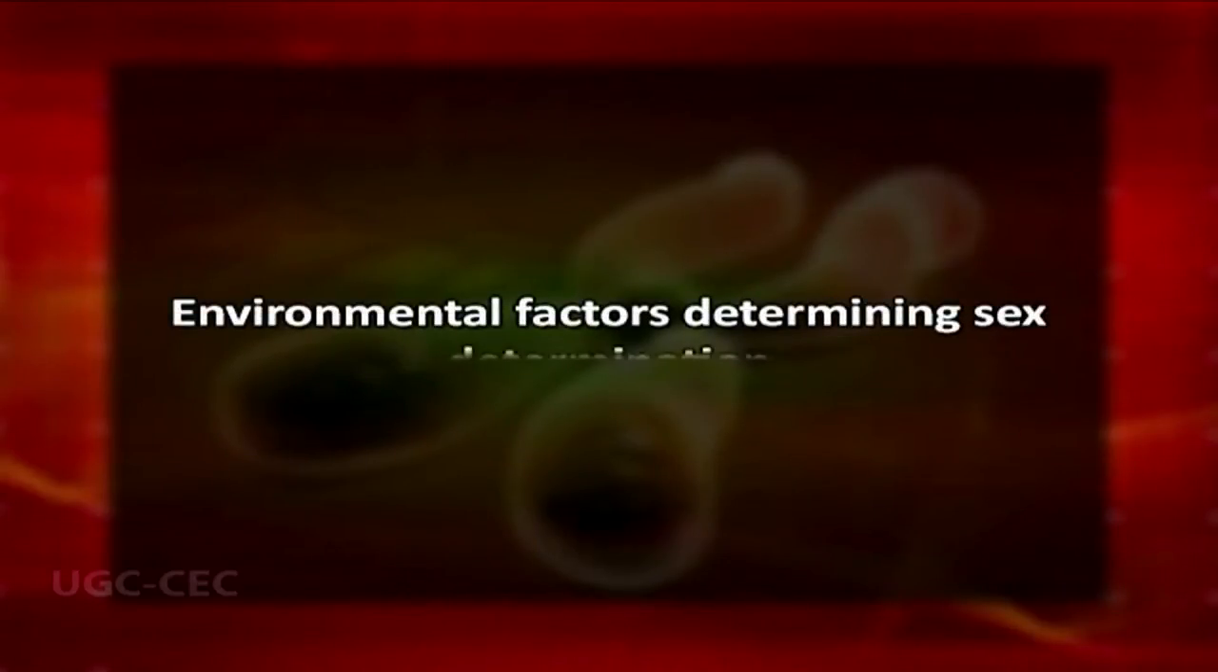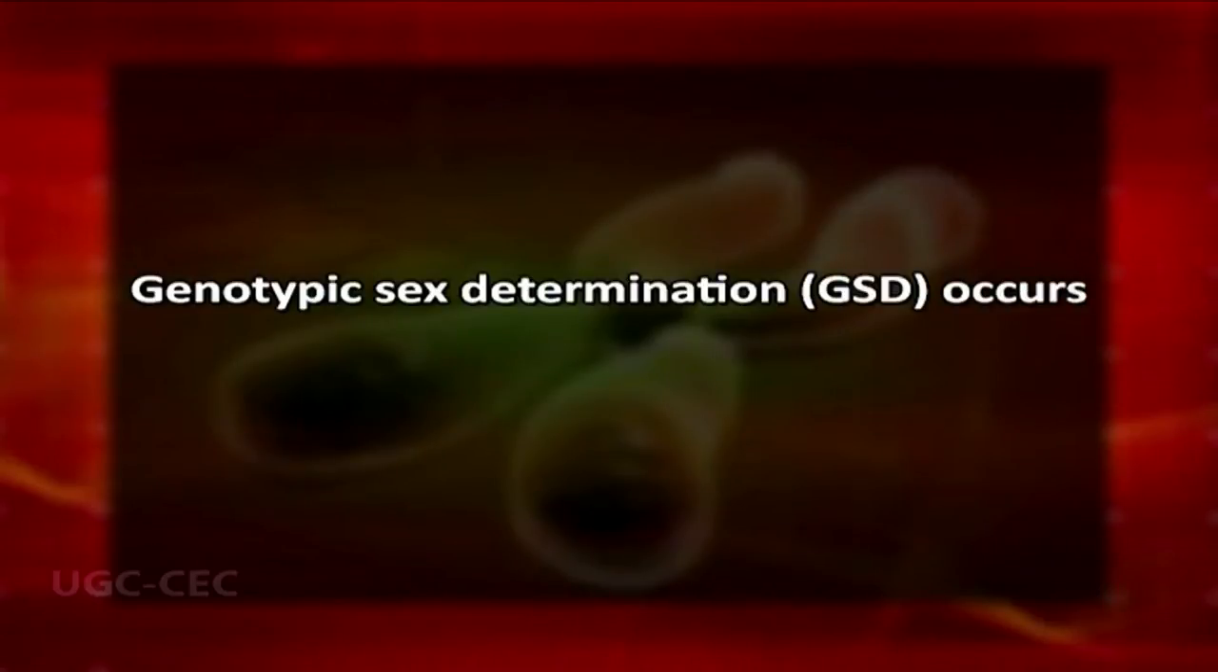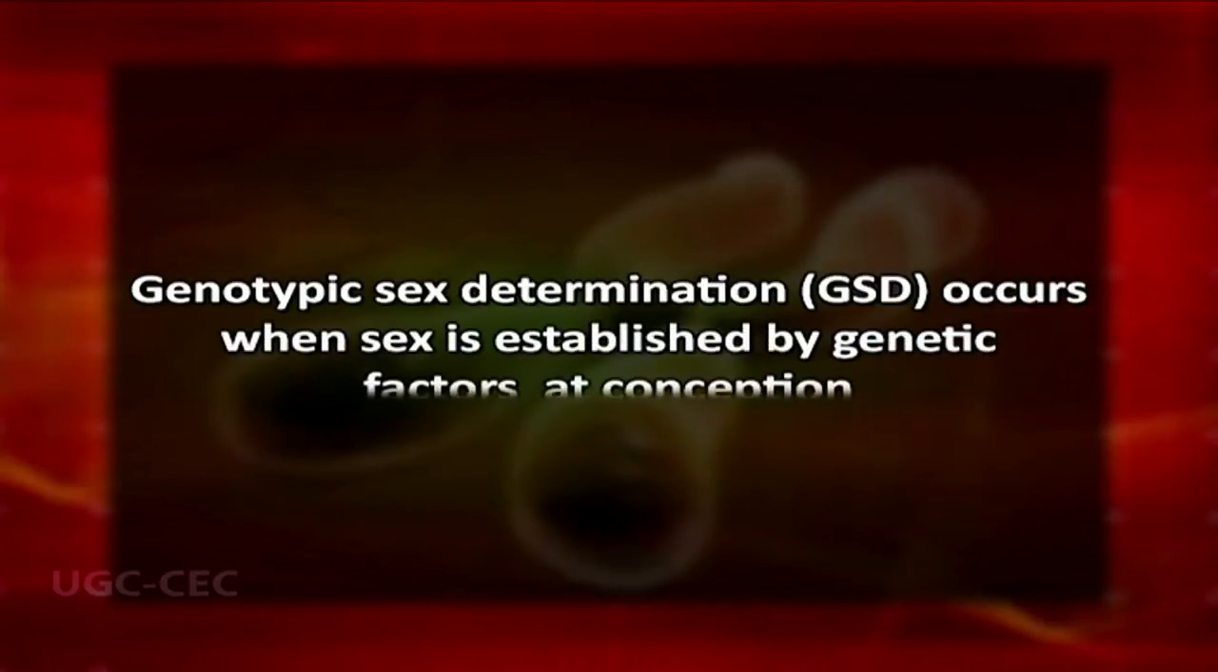Now, let us try to learn about environmental factors determining sex. Environmental sex determination is any sex determination system in which sex is established by a non-genetic cue, for example, nutrient availability, experienced within a discrete period after conception. In contrast, genotypic sex determination occurs when sex is established by genetic factors, for example, sex chromosomes at conception. Environmental sex determination should also not be confused with some forms of hermaphroditism in which the sex is determined flexibly after birth, such as dichogamy.